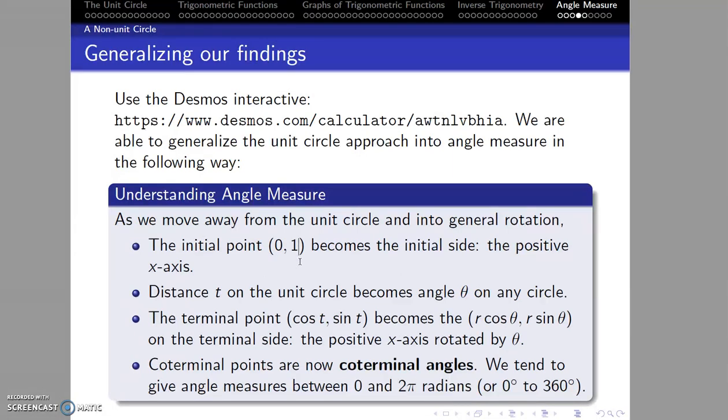The terminal point, which was cosine t, sine t, is now r cosine theta, r sine theta for our terminal side. And also, coterminal points, right, if we had ended up at the same point having moved different distances, those were coterminal points. Well, now we have so-called coterminal angles: you can have different angles of rotation that produce the same terminal side. So we have coterminal angles now as well. And that is that. That's how we're defining rotations and angle measure now. It is going to be exactly the same as before, except now generalized from the unit circle to anywhere.